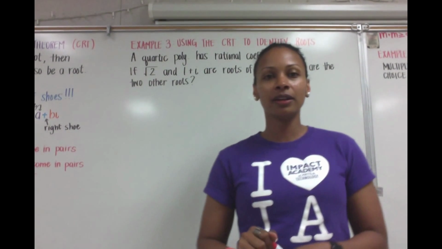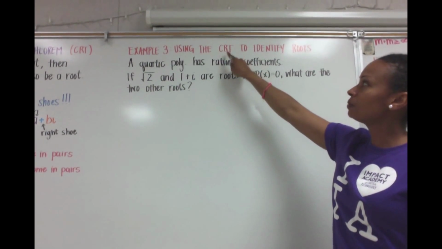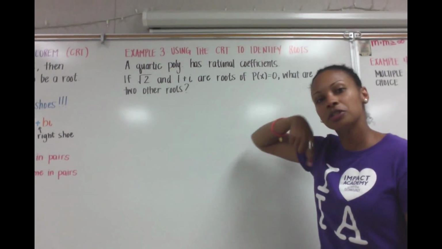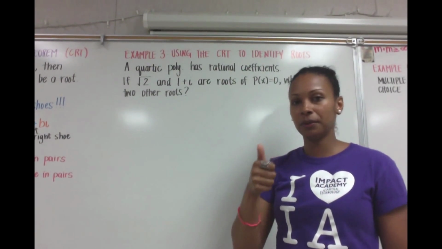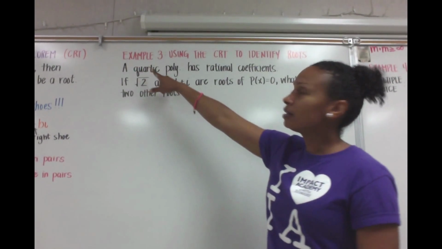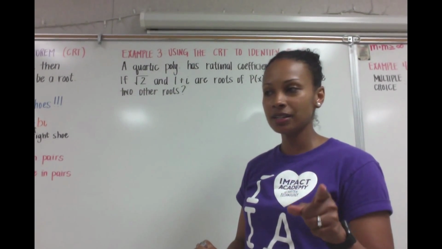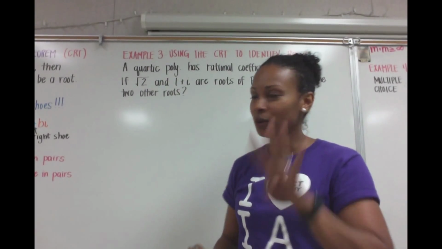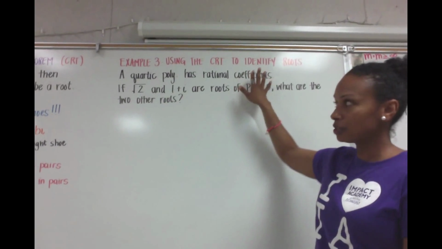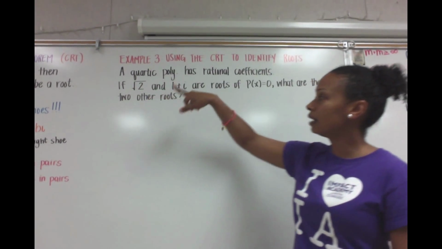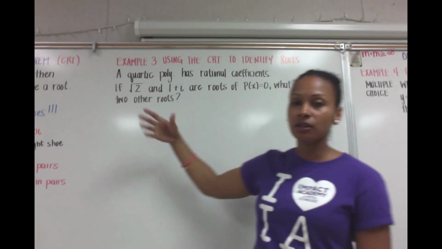Okay, so now we are in example 3. This says, using the conjugate root theorem, yes, I shortened it because I'm lazy just like you guys, to identify roots. Here we go. The prompt: a quartic polynomial. Quartic means my degree will be what? 4. So we're looking for a quartic polynomial that has rational coefficients. If radical 2 and 1 plus i are roots of the polynomial, what are the other 2 roots?